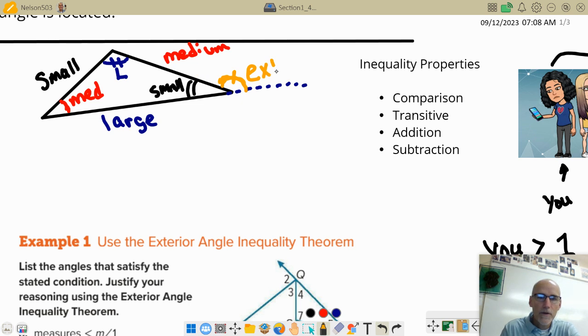Well, it's on the outside of the triangle. Okay, so the exterior angle is on the outside. These are called interior angles because they're inside the triangle. This one's called an exterior angle because it's on the outside of the triangle. And if you look at this, gosh, what color is that? Like a mustard color or an orange color?